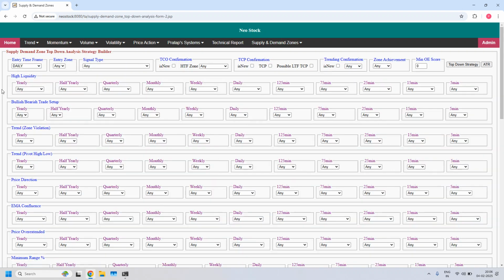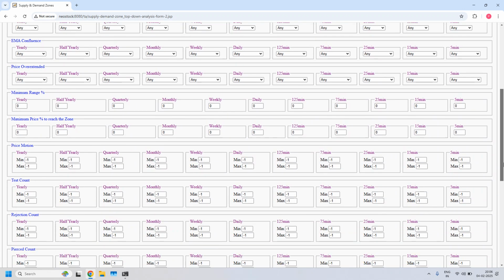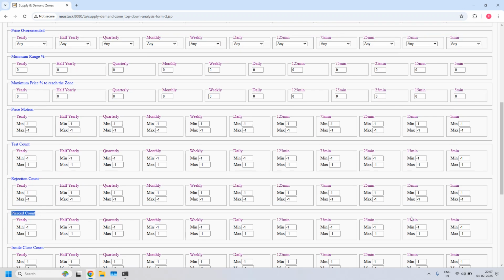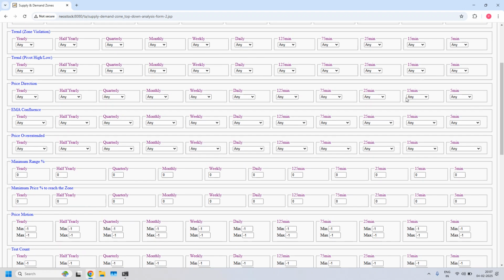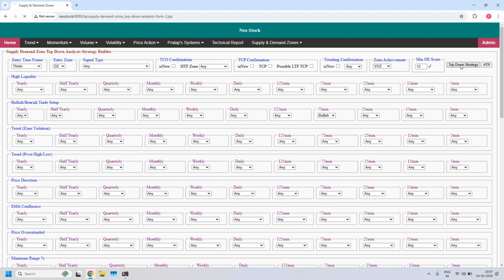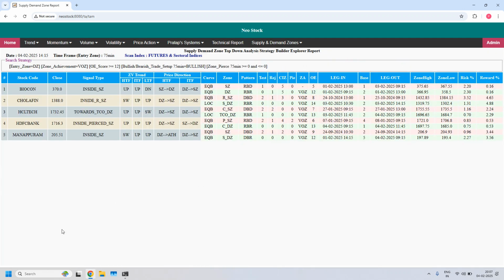Next, weekly income trade, bullish trade setup. Entry time frame 75 minutes, entry zone demand zone, and in bullish or bearish trade setup at 75 minutes time frame, I am selecting bullish, and 3 filters we have to set. First, 75 minutes demand zone should not be pierced, so in the pierced count at 75 minutes time frame, minimum value 0, maximum value 0. That means zone is not pierced. Zone achievement VOZ, minimum order enhancer score 12. Let's filter. We got 5 stocks.